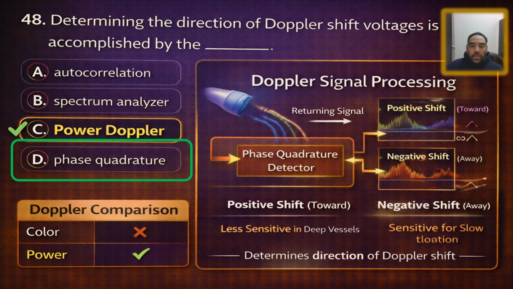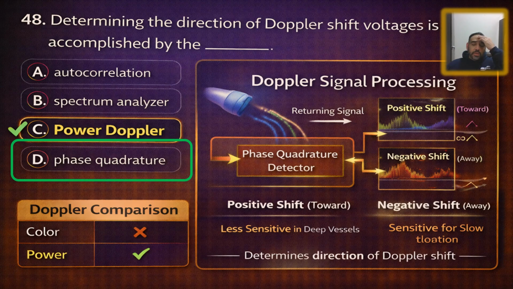The question is, determining the direction of Doppler shift voltage is accomplished by the blank: the autocorrelation, the spectrum analyzer, the power Doppler, or the phase quadrature. I know it's highlighted power Doppler with a check mark, but the image came out incorrectly. The right answer should be the phase quadrature. Let's go ahead and talk about that.